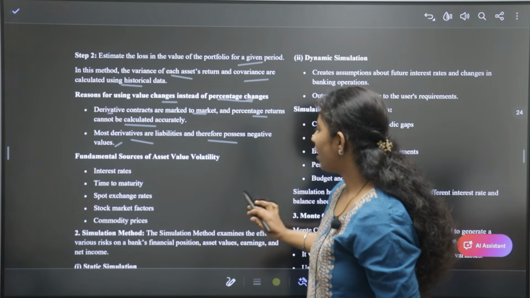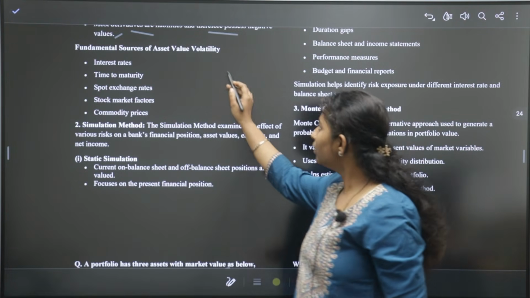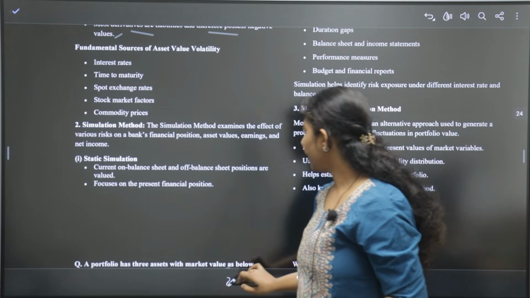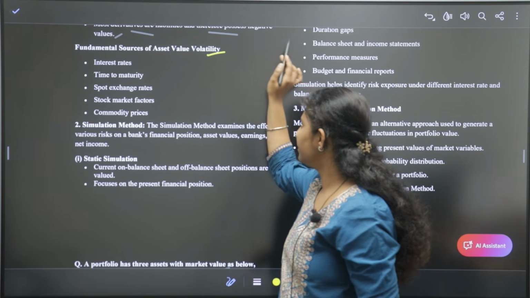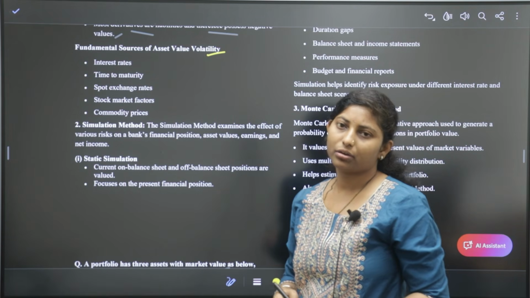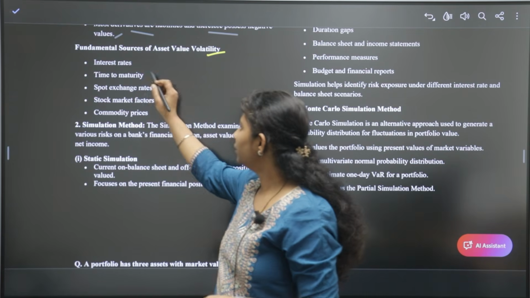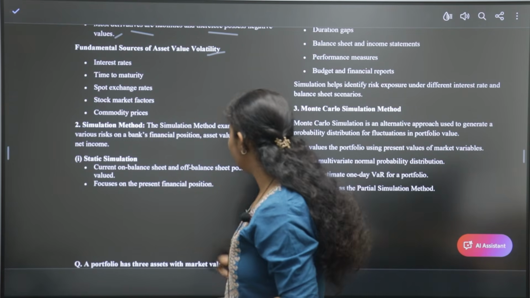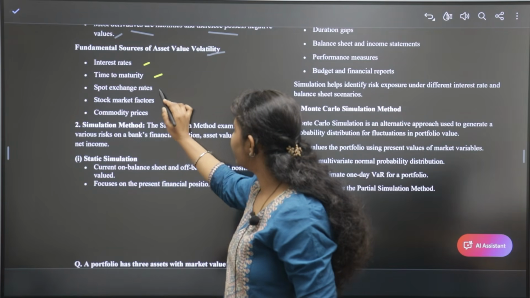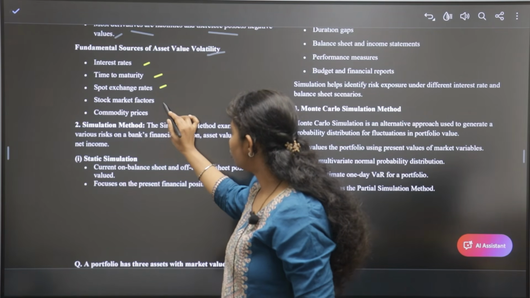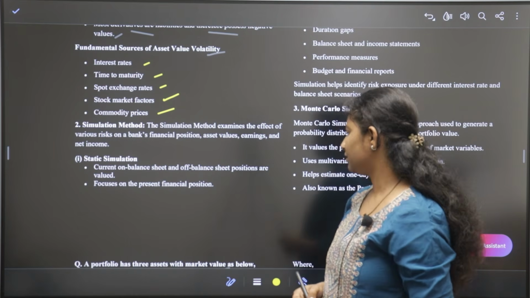Next we have the fundamental sources of asset value volatility. Volatility is nothing but frequent changes, ups and downs, in the values of assets. It may be because of interest rate, time to maturity, spot exchange rate, stock market factors and commodity prices. Already we know all these basic things.